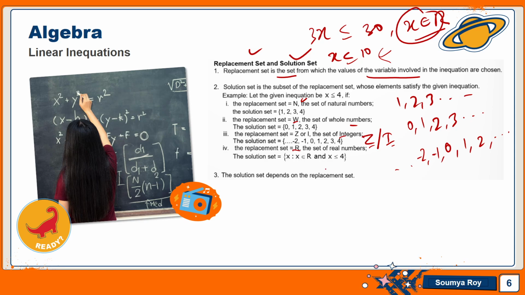Real numbers are actually what? They can be anything, like 0.001, or they can be 0.0923999. They can be anything actually, right? So they can be plus also, minus also. So real numbers have no end. There are a lot of real numbers, right?